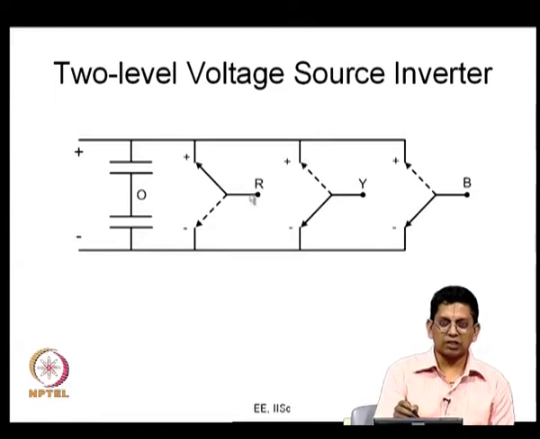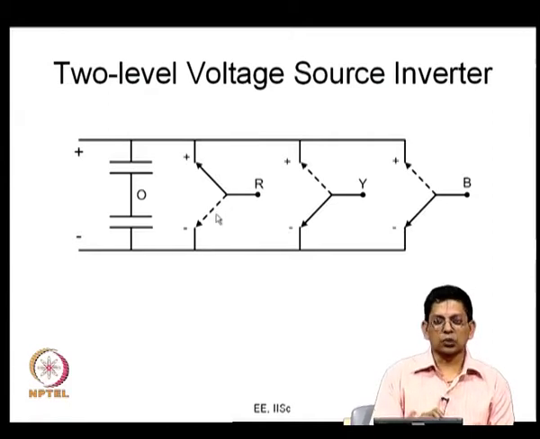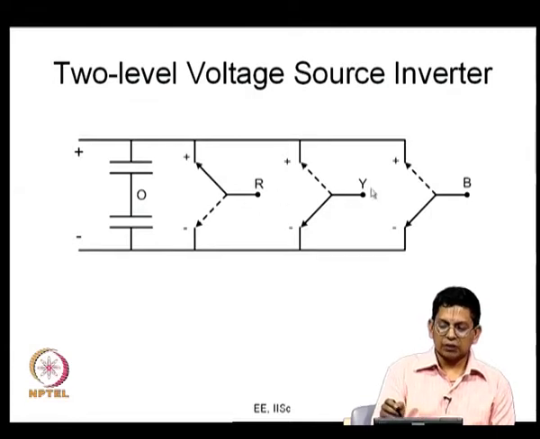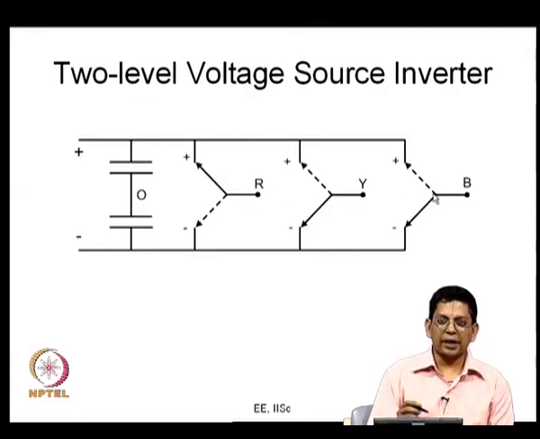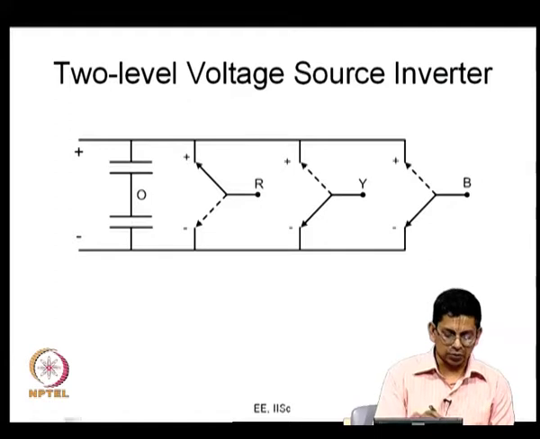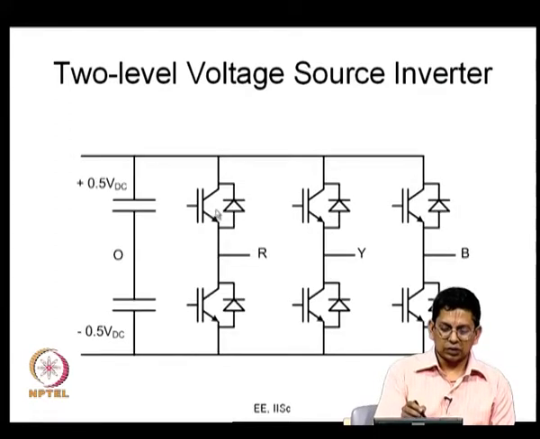So, it has only 2 levels here, either plus VDC by 2 if it is connected to the top throw, or minus VDC by 2 if it is connected to the bottom throw. There are only 2 levels here now, and so every voltage can have 2 different levels. There are totally 8 sets of output voltages possible, and again I have just shown that as the top device and the bottom device here.